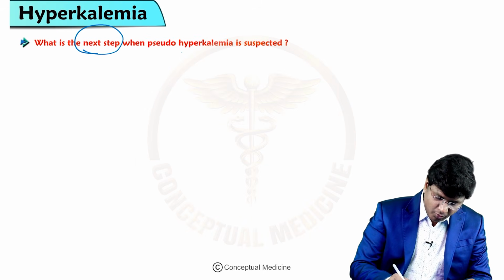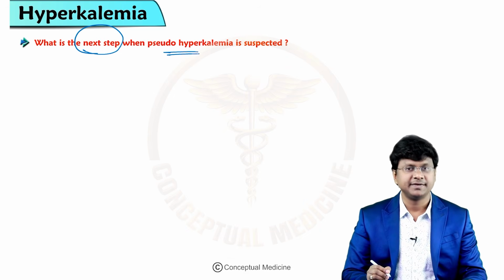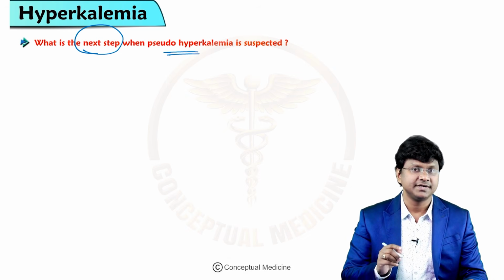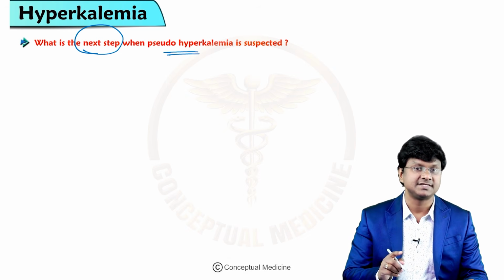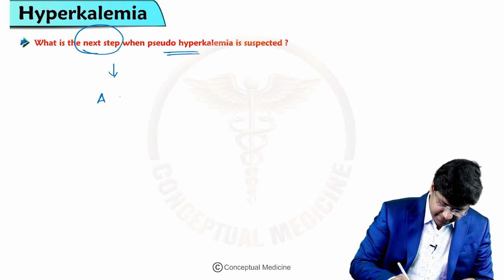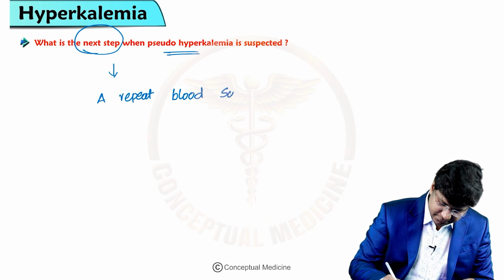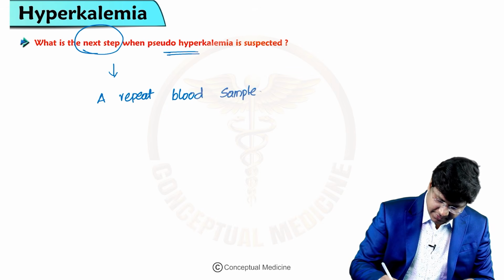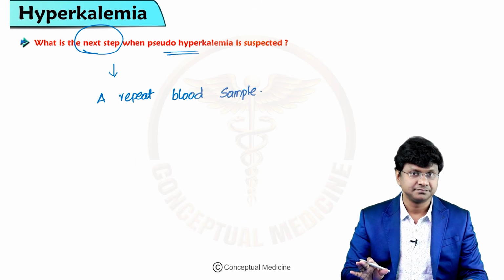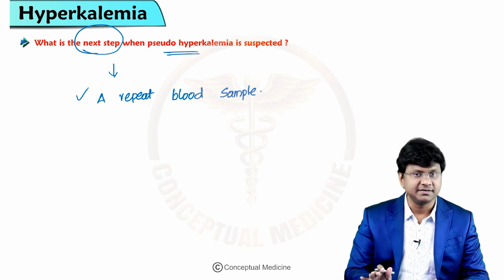Next point is, what is the next step when pseudohyperkalemia is suspected? When pseudohyperkalemia is suspected, a repeat blood sample should be obtained, using the precautions to mitigate the suspected problem. Okay, so you need to repeat the blood sample.